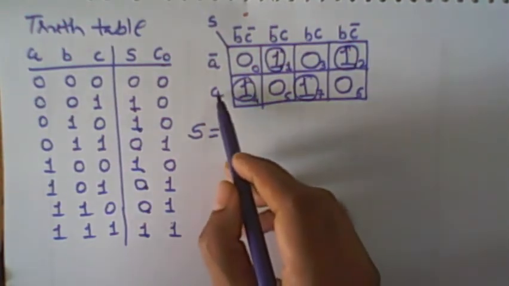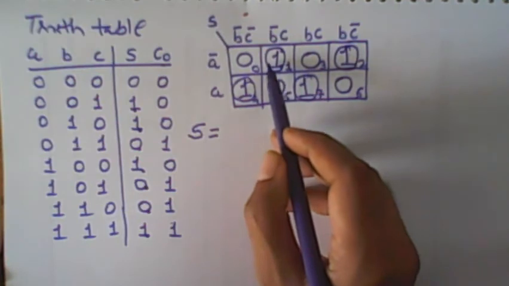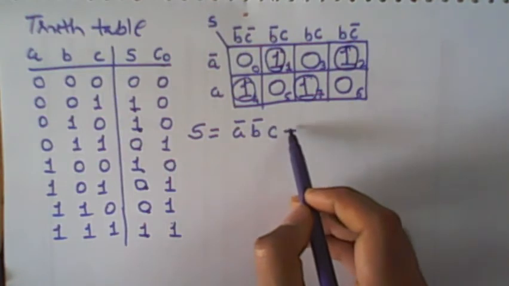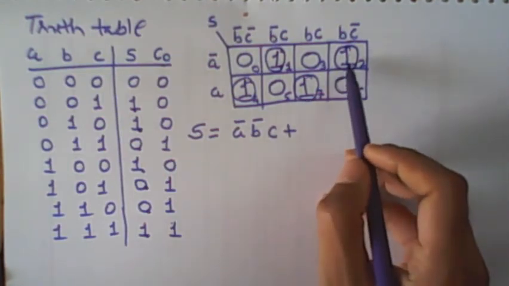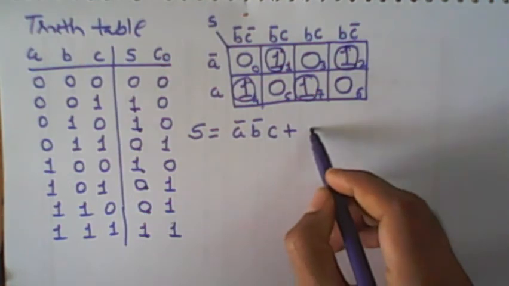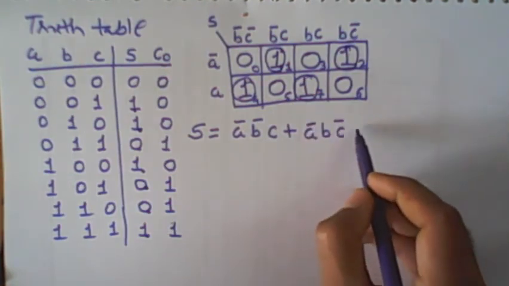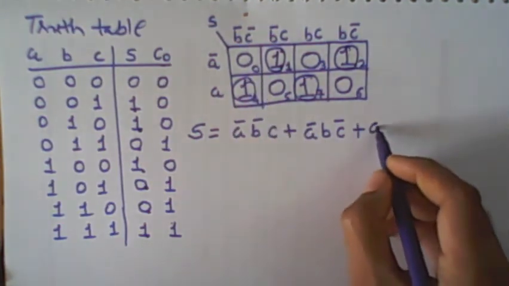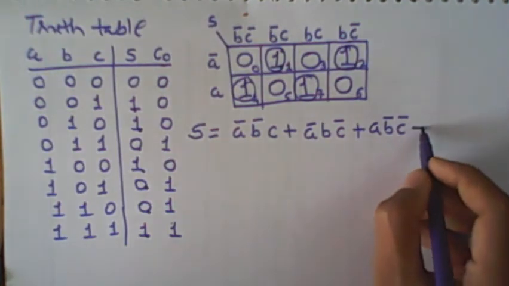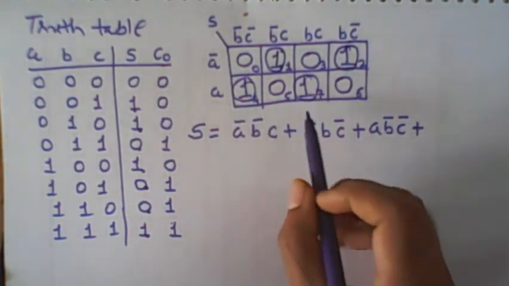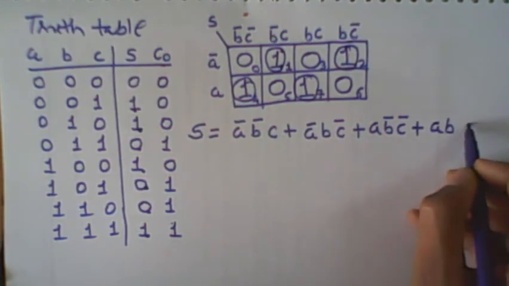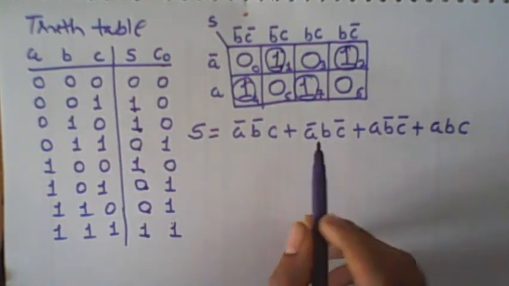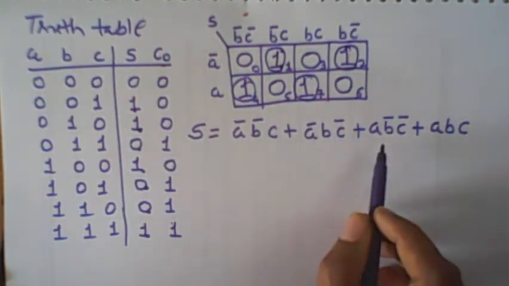Right? So here let's write the common variables. From the first group the common variables are A bar, B bar and C. From the second group the common variables are A bar, B and C bar. From the third group the common variables are A, B bar, C bar. And from the fourth group the common variables are A, B and C. Right? So this is the minimized Boolean equation of the sum output variable.